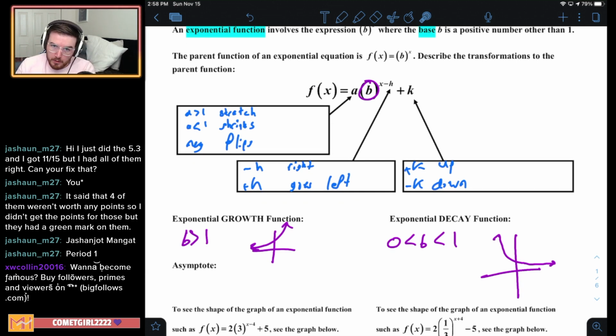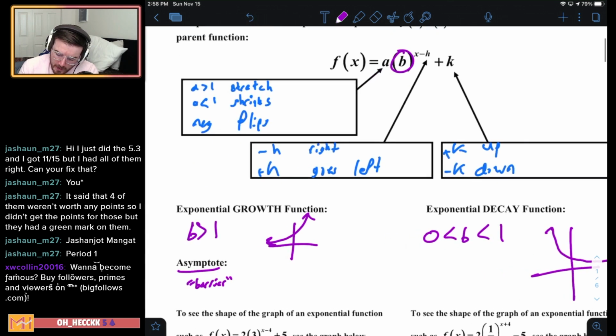The asymptote of the graph is a barrier, right? An asymptote is like a barrier, okay? And what do I mean by that? Well, you can see that this function starts to bottom out. This function gets closer and closer and closer to a specific number, but it will never cross. This does not go forever down. This actually starts to bottom out and level out, okay? And that barrier, that line, is called the asymptote.